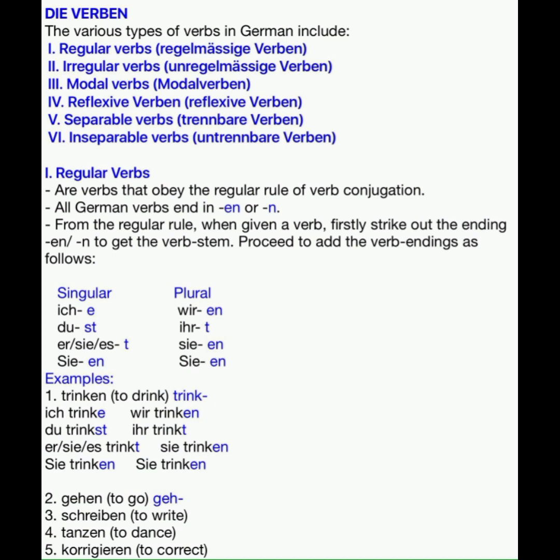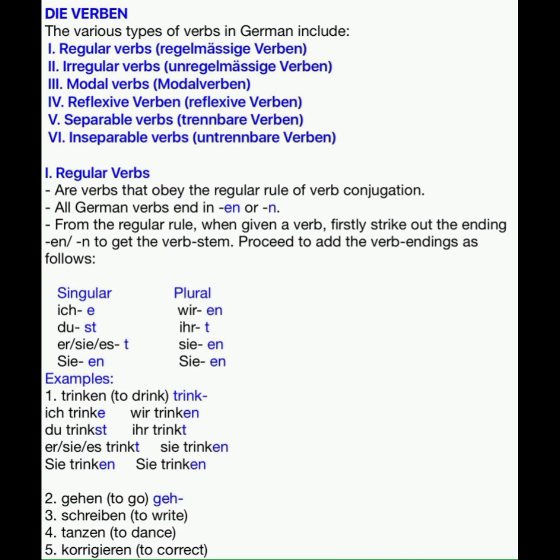Okay, some other example is gehen, to go. Gehen, we do the same thing. If I remove the en, I remain with geh, which is the verb stem, yeah? So I proceed. Ich gehe, I'm going, yeah? Du gehst, er, sie, es geht. And then you have sie gehen, wir gehen, ihr geht, and then sie gehen. Okay, let me give you the last example with to write, which is schreiben.